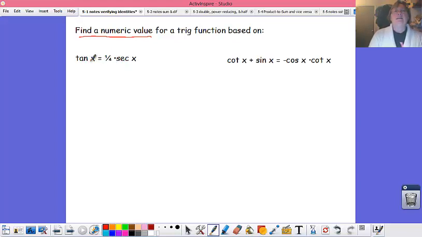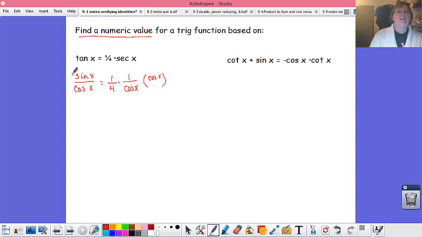The tangent, well, I'd be a lot happier if I wrote that as sine of x over cosine x. Okay? Getting back and putting things in terms of sine and cosine is very often a good idea. On the other side, 1/4 times, well, secant is the reciprocal of cosine. So 1 over cosine x. Hey, I'm kind of liking that. If I multiplied both sides by cosine, I think that's where we want to go. We're going to multiply both sides by cosine.